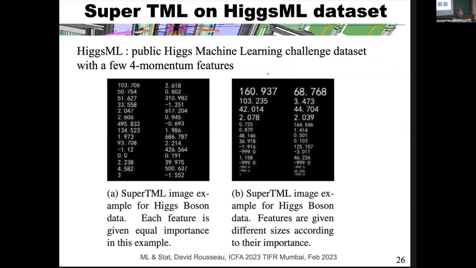And this was applied. So TML is for tabular machine learning. They took the public data set on Higgs to tau tau, and they literally generate images with the numbers which correspond to the pT of the lepton, missing ET, and so on. There are two attempts. In the second attempt, they try bigger, the more important features.